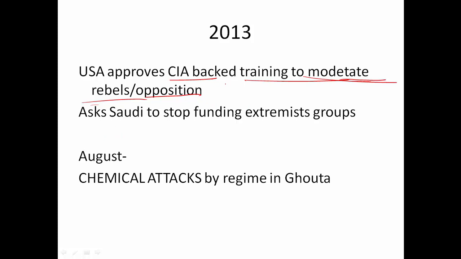But it was not successful. Until date, they have always failed. USA has always failed to train and supply them. At the same time, USA asked Saudi Arabia to stop funding the extremist groups, because Saudi Arabia was supporting al-Nusra as well, not officially but covertly.